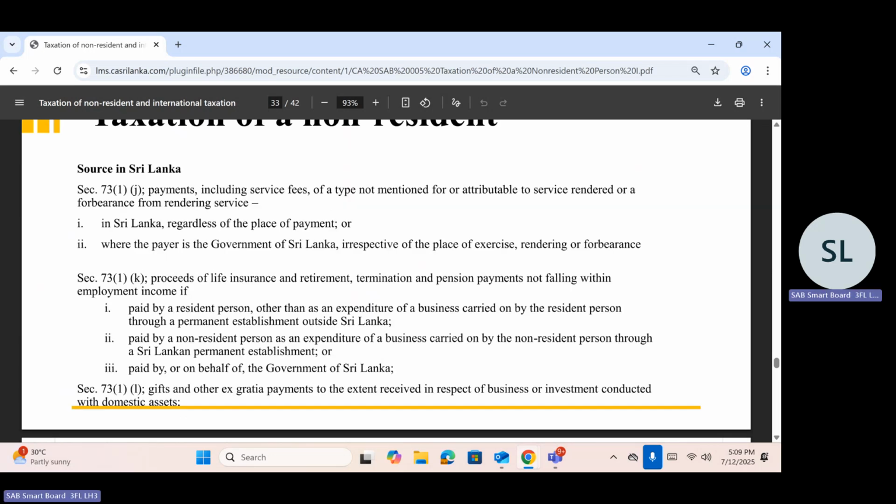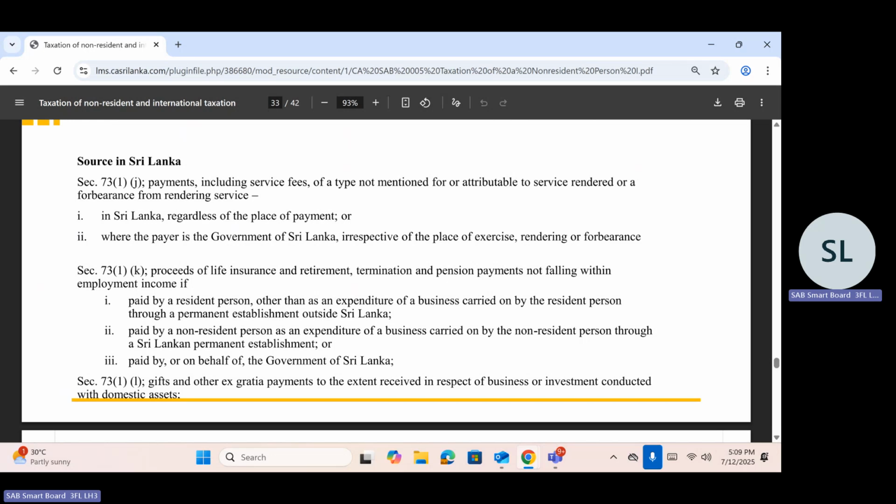Life insurance. In the case of life insurance or retirement, termination and pension payment not falling within employment income, if paid by a resident person other than as an expenditure of a business carried on by the resident person through a permanent establishment outside Sri Lanka, paid by a non-resident person as an expenditure of a business carried on through a Sri Lankan permanent establishment, or paid on behalf of the government of Sri Lanka, it shall be considered as a source in Sri Lanka. Very similar to the service fee payment.